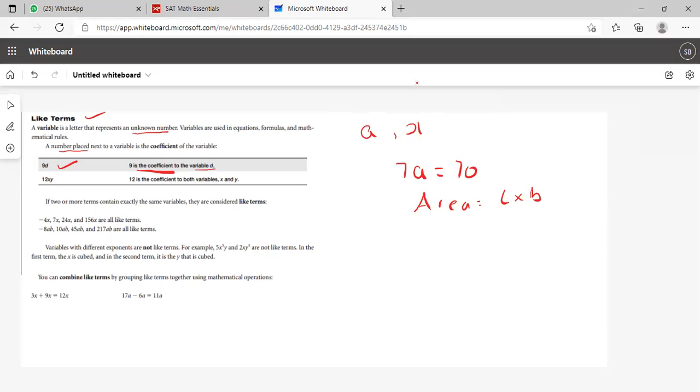Whenever we have a number, let's say we have 10, we have x. This 10 is the coefficient of this x. If we talk about this 12xy, 12 is the coefficient of both the variables x and y. And in this case, x and y are being multiplied to each other. This is very obvious.